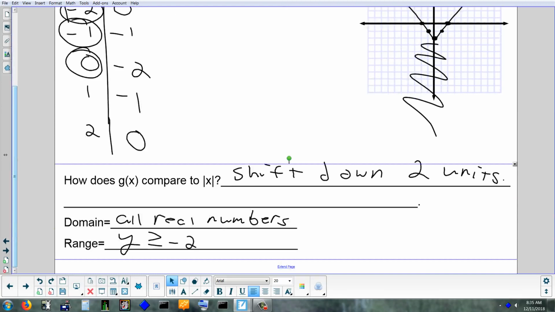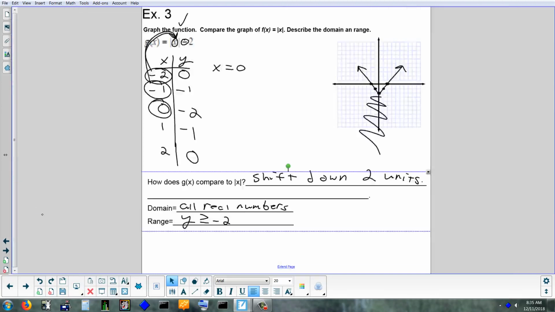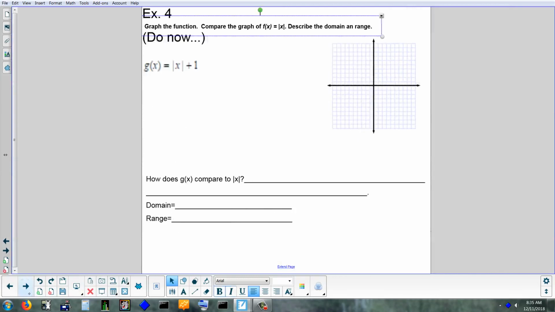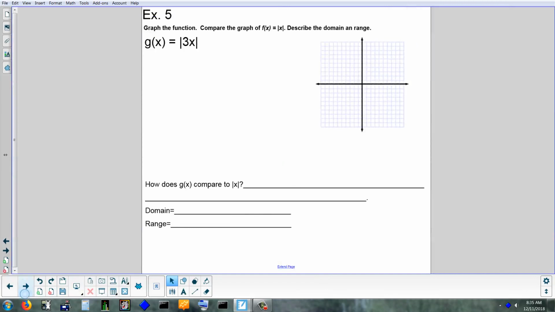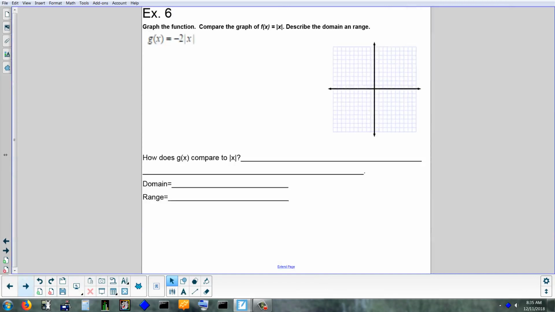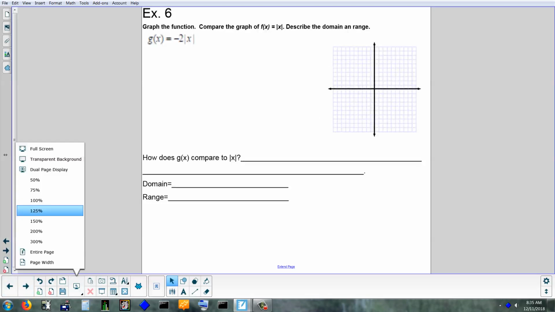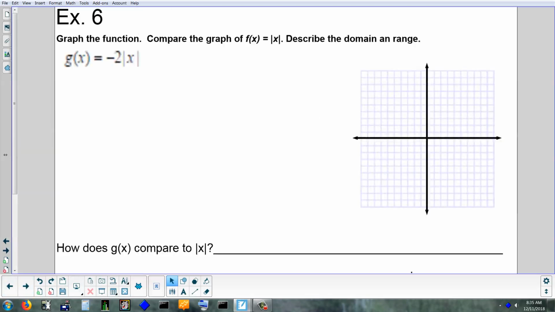Okay. Any question on that one? So we get it there, a table, a graph, compare, domain, and range. Let's finish up with example 6. So we're kind of skipping around. We did 1, we did 3, and now we're going to do 6. Step 1.